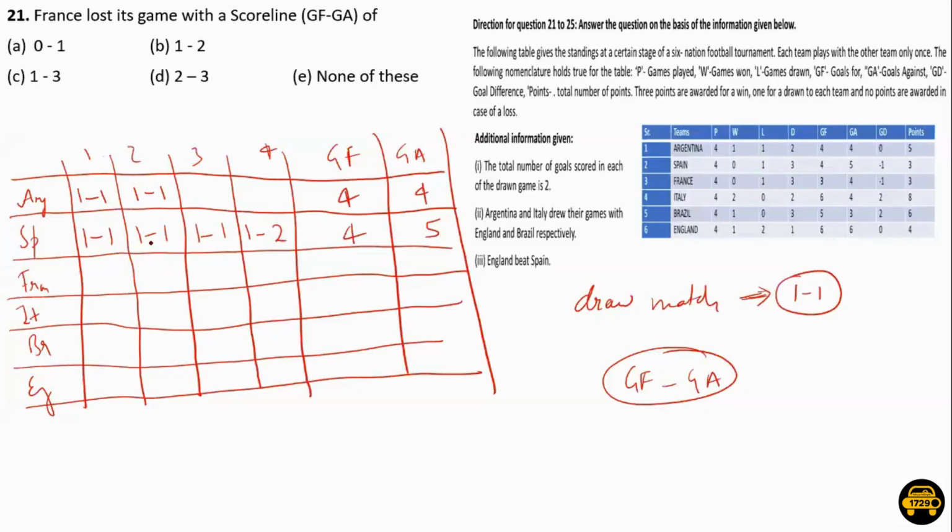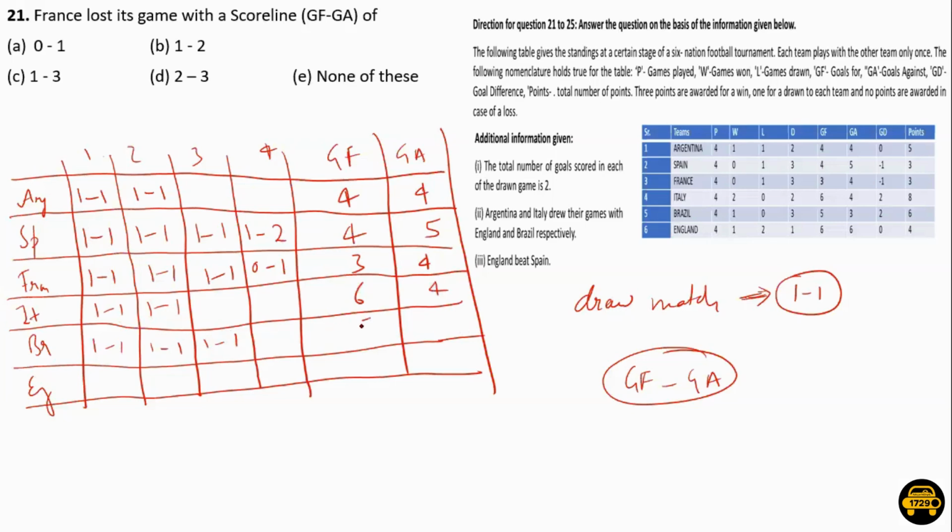Now talking about France, we know that there are a total of 3 goals forward and 4 goals against, and the number of drawn matches is again 3. So 1-1, 1-1, and 1-1 will be the scorelines of these 3 matches. And for the remaining match, of course, France could not score a goal and got 1 goal against it, right? Now talking about Italy. Italy has 2 draws, so two 1-1s. The total number of goals Italy scored was 6 and it got 4 goals against it. Now talking about Brazil. Brazil again has 3 draws, so 1-1, 1-1, and 1-1.